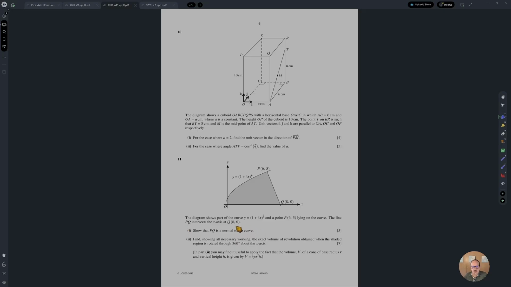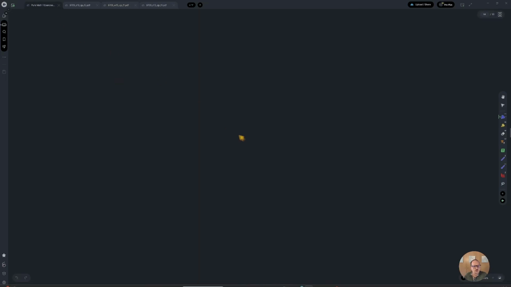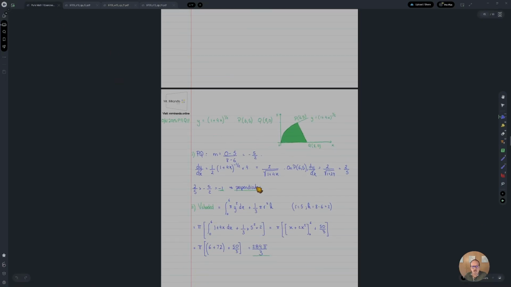This first part of the question doesn't have anything to do with integrals. It is a differentiation question, so you already know that to prove that this is a normal to the curve, the gradient of this line times the gradient of the tangent to the curve at this point must be equal to -1. So you go to that question, and that's what you do.